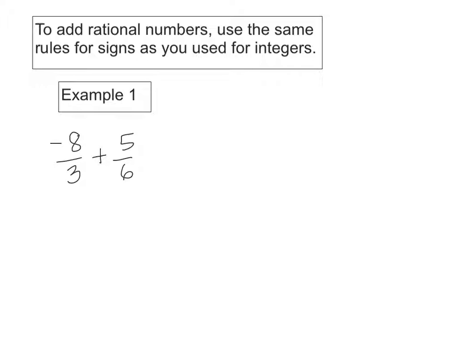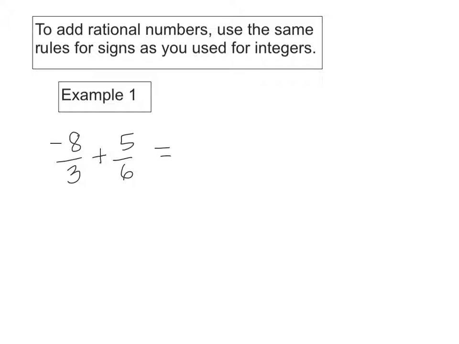To add rational numbers, you use the same rules for signs as we used for integers. So in this example, because I am working with fractions, I'm going to first need to get a common denominator, and then I can add the numerators.